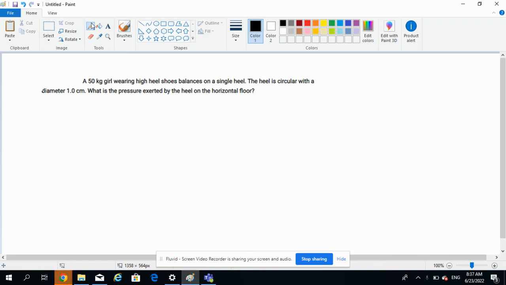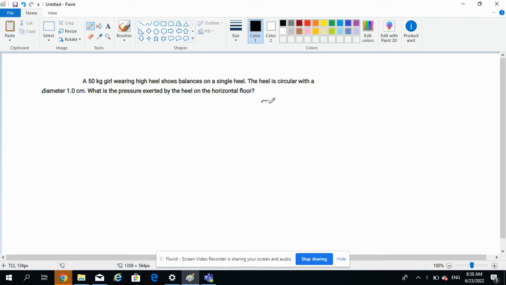Today I'm going to show you a very simple example of how to calculate the pressure when the mass is given and the diameter is given. So let's start by reading this question. A 50 kg girl wearing high heel shoes balances on a single heel. The heel is circular with a diameter of 1.0 centimeter. What is the pressure exerted by the heel on the horizontal floor?